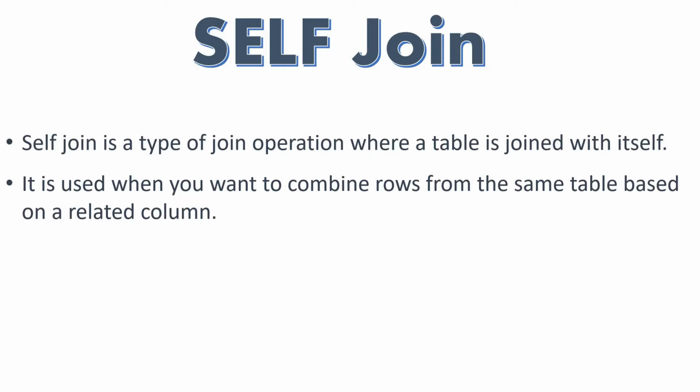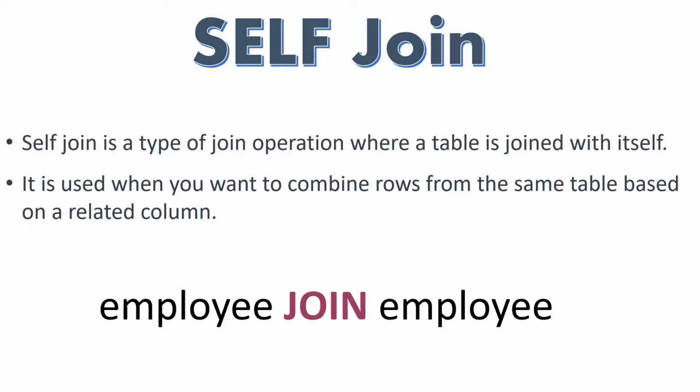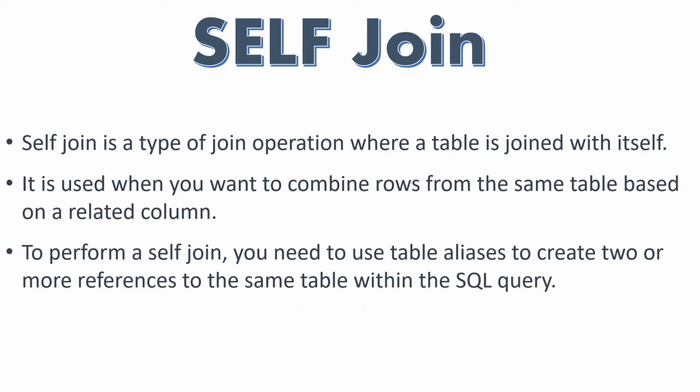So guys, as we know, self join links a table to itself. That means at the time of writing the SQL query, we will have only one table. In our case, if we want to join the employee table to itself, then we should write employee join employee. But here the DBMS will get confused because both tables have the same name. To resolve this ambiguity, we have to use aliases to create two or more references to the same table within the SQL query. By assigning different aliases to each instance of the table, we can differentiate between them and specify the join condition accordingly.